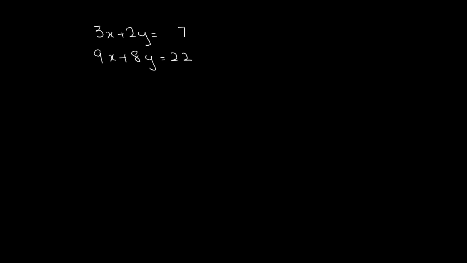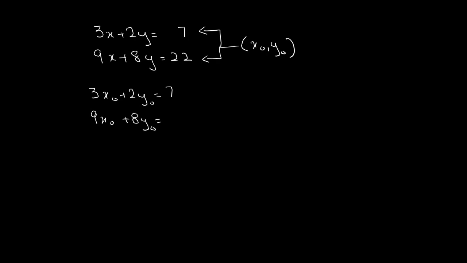What's the idea? Well, the idea is that we know that we want an x naught, y naught that satisfies both of these equations. That's what we're looking for. So let's assume that there is such an x naught. So 3x naught plus 2y naught is equal to 7. And we also have 9x naught plus 8y naught is equal to 22, right? And now we can figure out what y naught is. So from this equation, y naught turns out to be equal to (7 minus 3x naught) over 2, right?